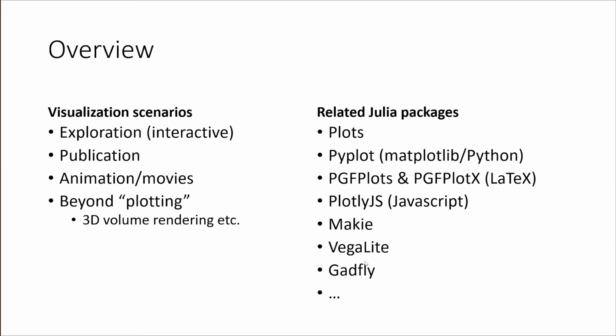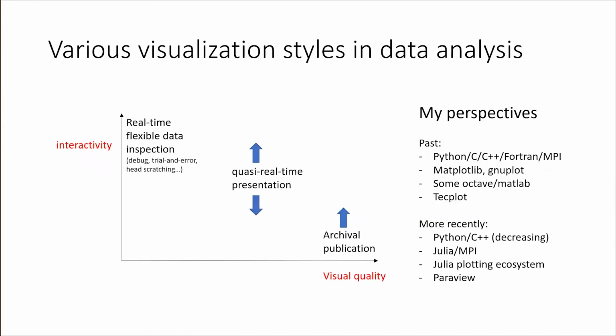And we will also see examples for these other packages. So that's the plan for today. Basically, I'm going over a number of simple examples and trying to point out some of the unique features of this Julia plotting mechanism. I created this plot from my own perspectives. As you can see here, I have been a Python or C, Fortran, MPI user for my own research purposes.